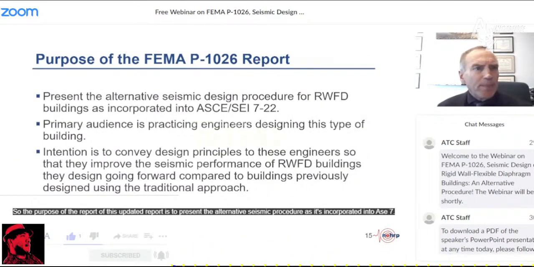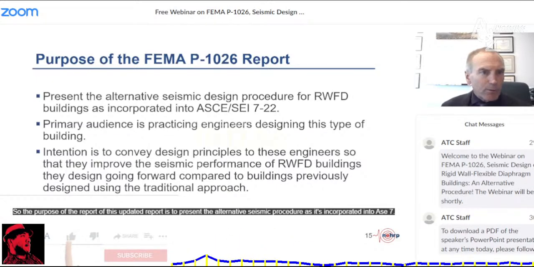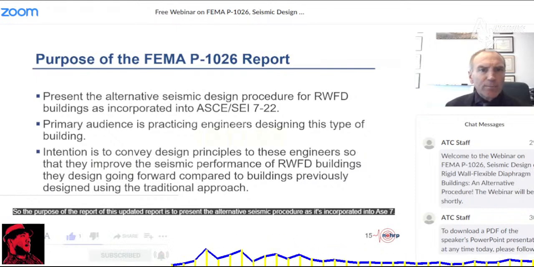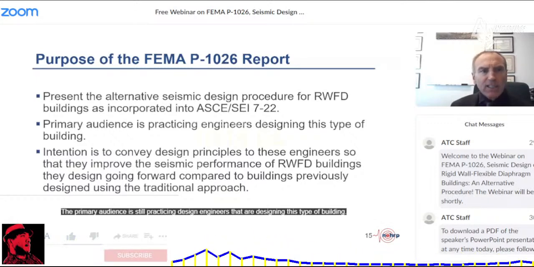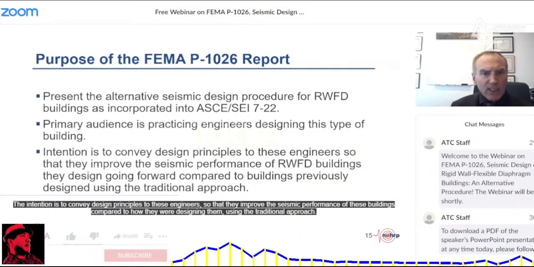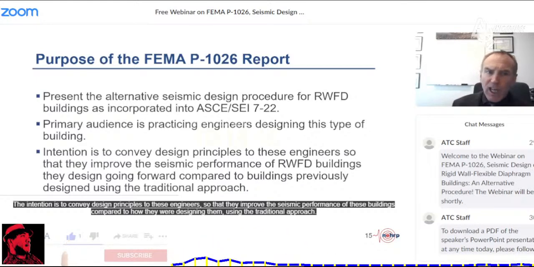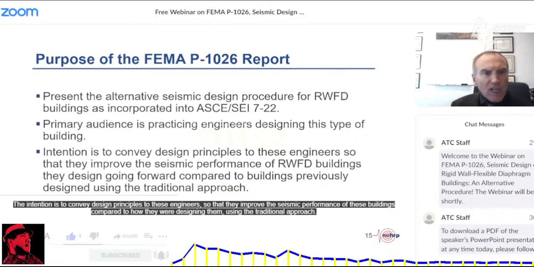So the purpose of this updated report is to present the alternative seismic procedure as it's incorporated into ASCE 7. The primary audience is still practicing design engineers that are designing this type of building. And the intention is to convey design principles to these engineers so that they improve the seismic performance of these buildings compared to how they were designing them using the traditional approach.